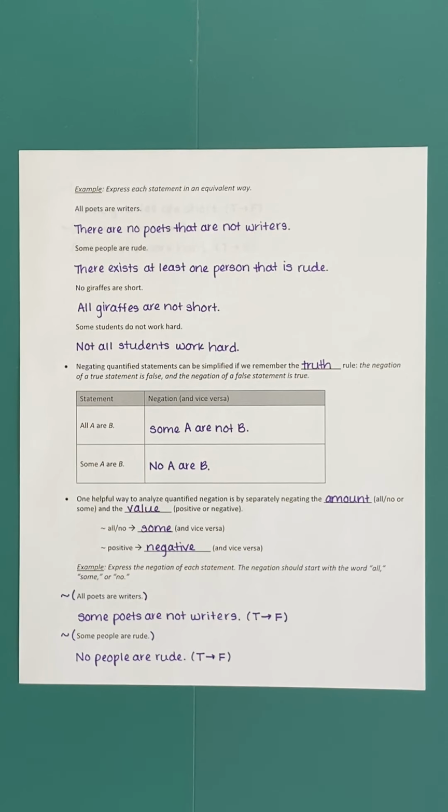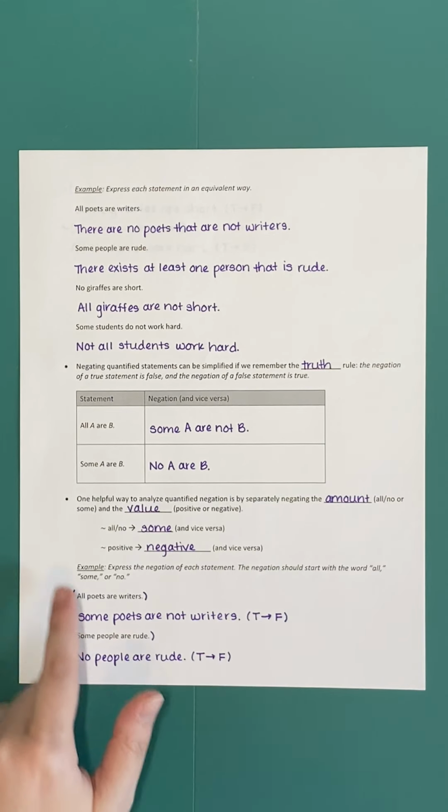Now this rule with truthfulness and falseness is true here as well. It's true for any statement, quantified or not. So if you start with something that's true and negate it, you end up with something that's false. You start with something that's false, negate it, you end up with something that's true. So let's look at all of these.